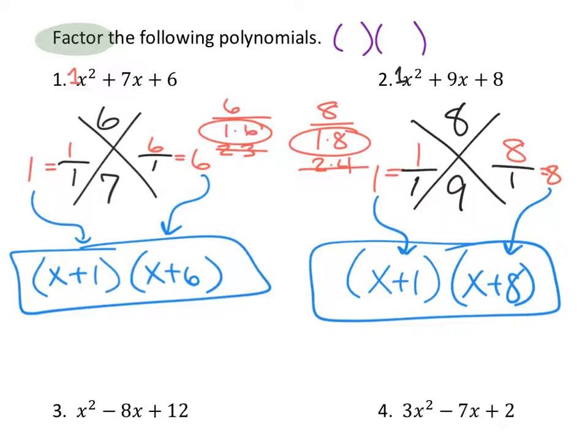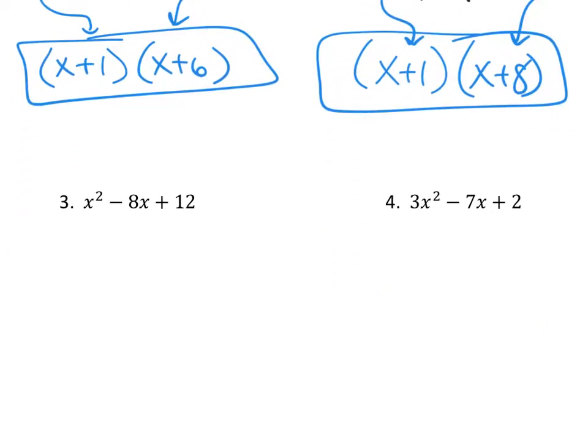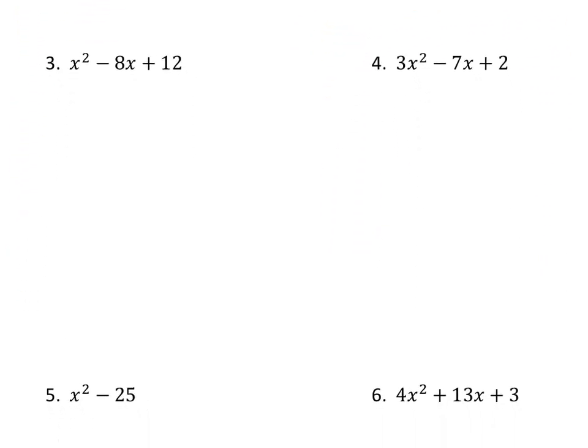So those are really easy because the leading coefficient, or the a value, is 1, so we didn't really have to do any of the swinging part of swing and divide. But let's see some examples where maybe we do. We're going to skip to number 4.